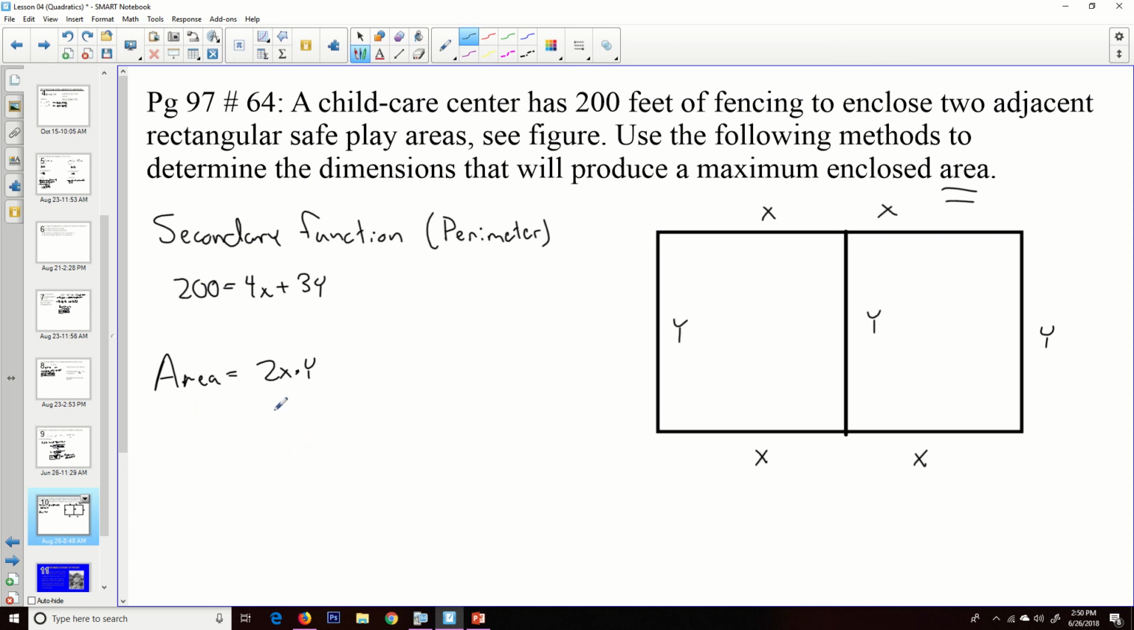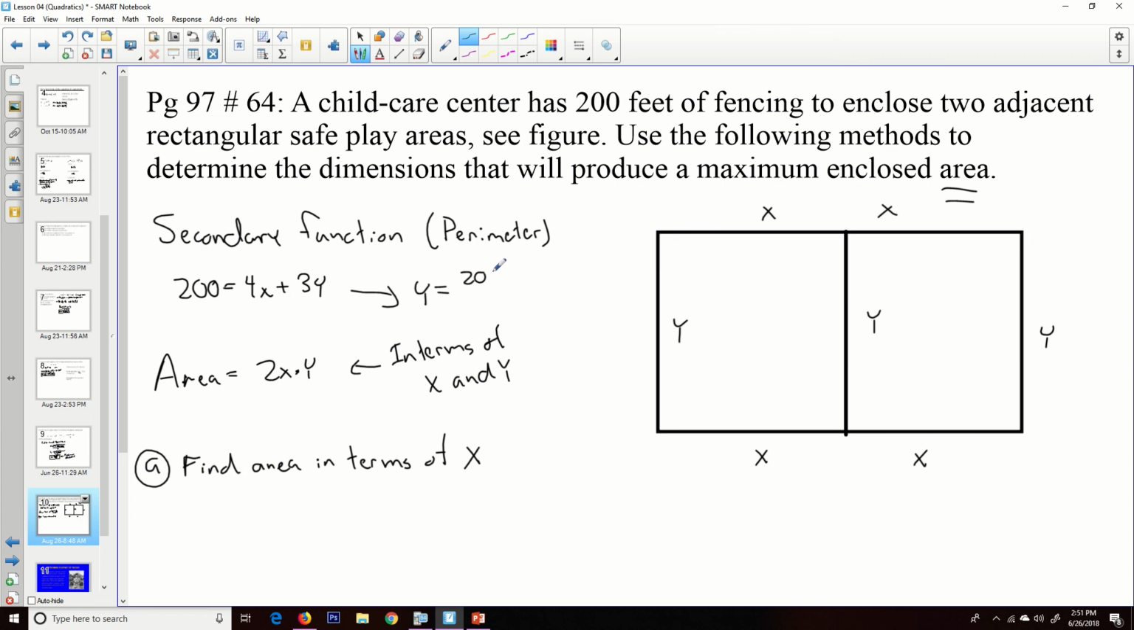So let's see here. First question A, find area in terms of x. Well, I currently have area in terms of x and y. And so here's what I'm going to do. I'm going to solve this function right here for y. Get y by itself. I'm going to cheat and do that real quick in my head and say that y is equal to 200 minus 4x all over 3. And so we're just going to plug that into that equation.